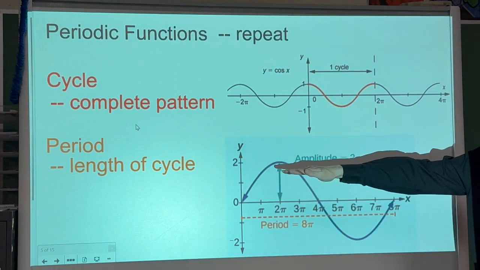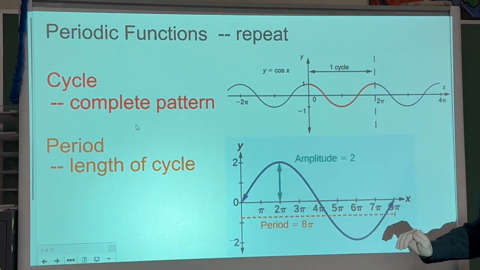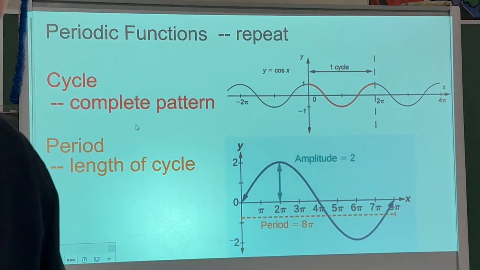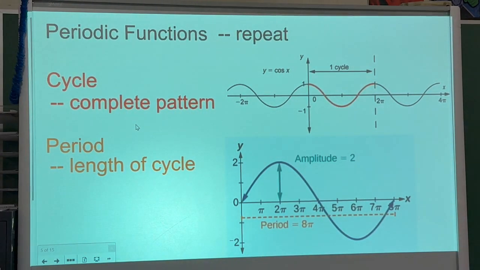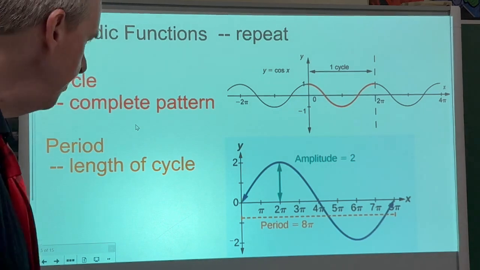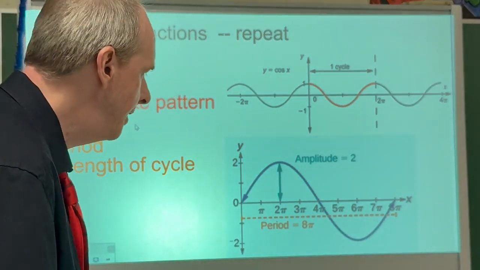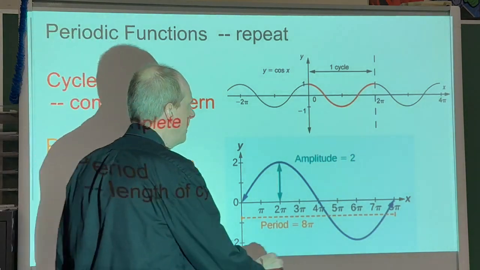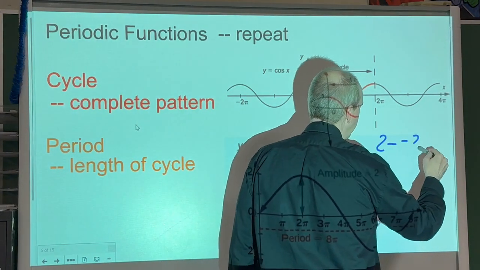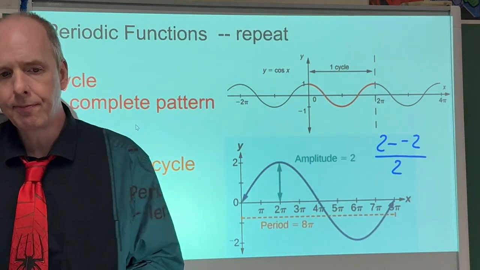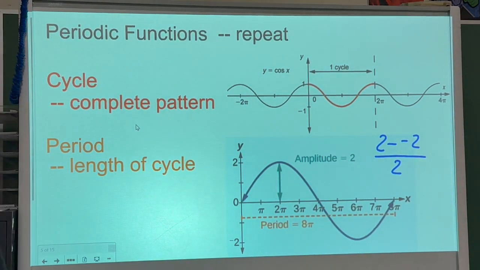Our amplitude, 2 above the midline, 2 below the midline. Amplitude is 2. We said you could take the maximum minus the minimum and divide by 2. 2 minus negative 2 divided by 2. Well, that'd be 4 divided by 2, which is 2. Sometimes it's easier just to count from the middle, go up. How much? How much did you go down?